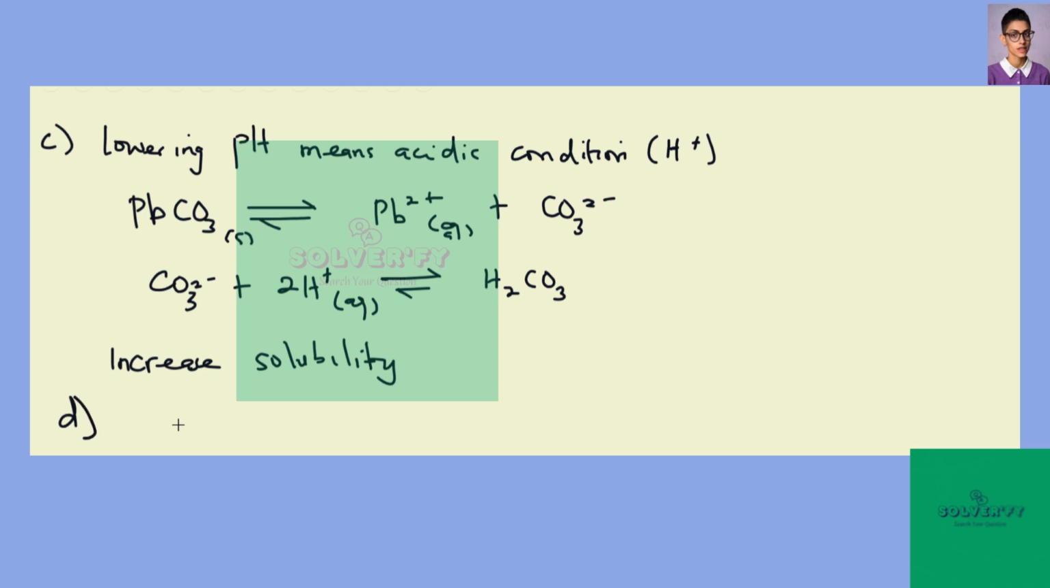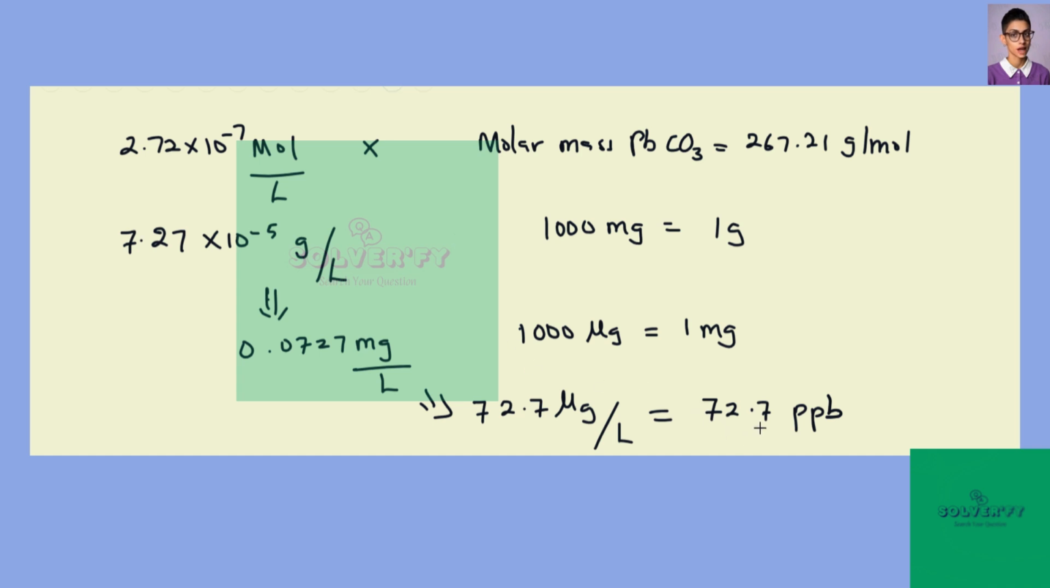This said the EPA threshold for acceptable level of lead is 15 parts per billion. Does the saturated solution of lead(II) carbonate produce a solution that exceeds the EPA level? Yeah, it does. So the answer is yes, because we calculated that to be 72.7, so that's above the EPA level.